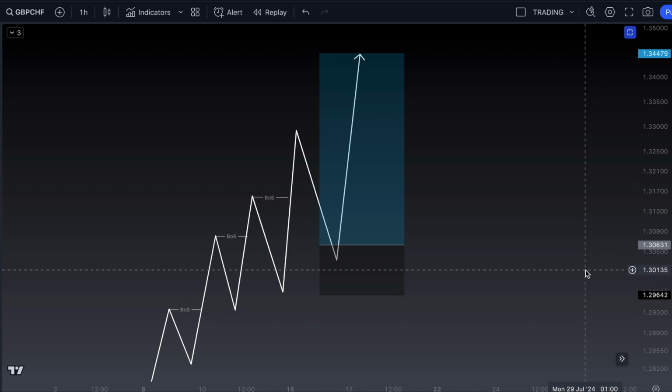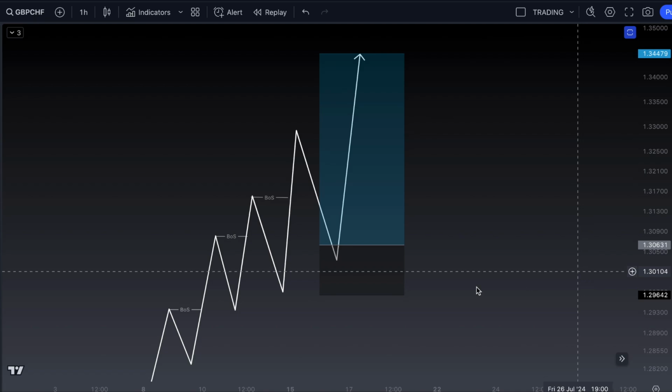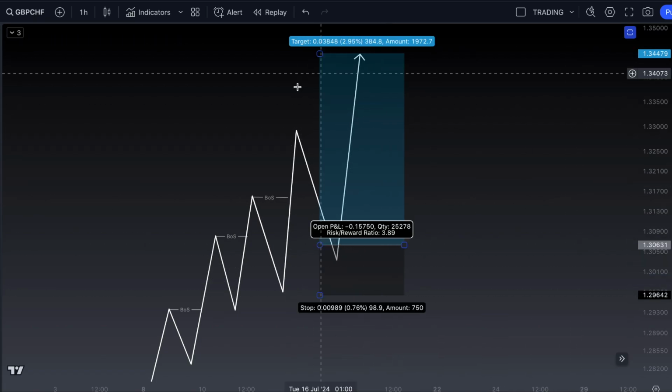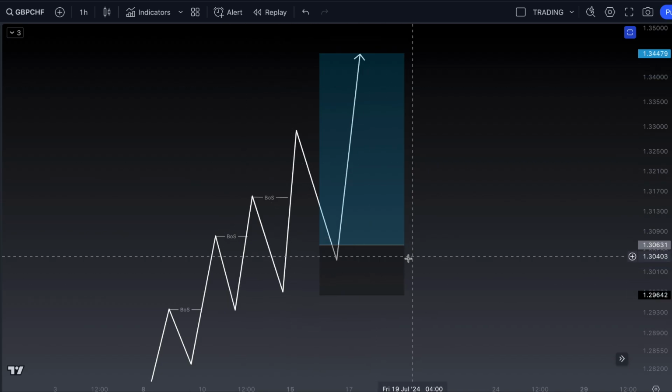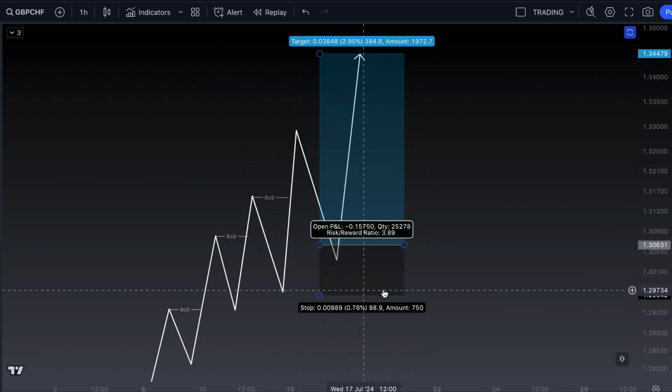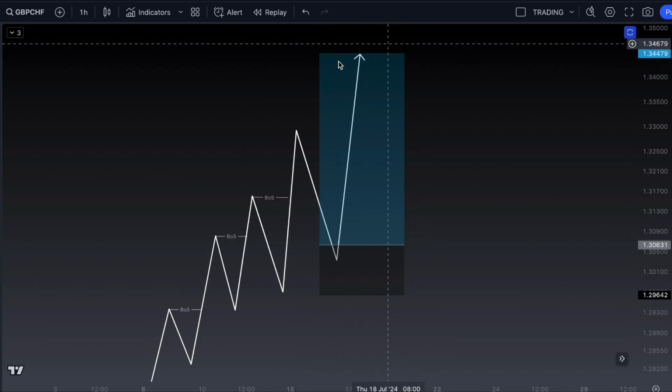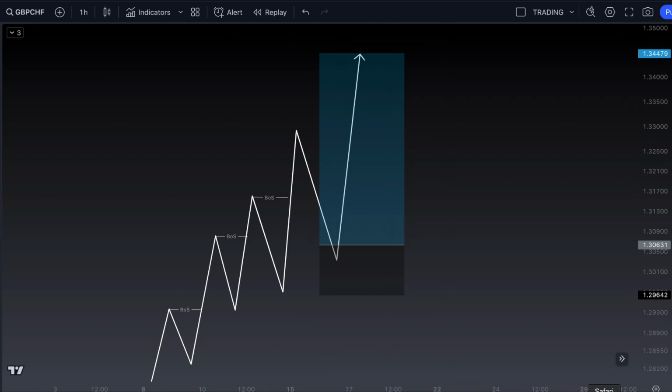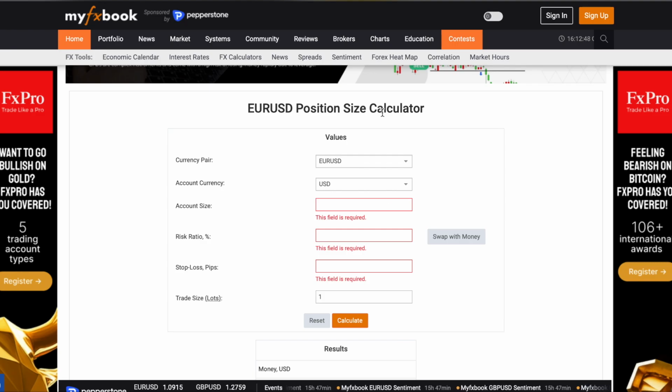So in this video we're going to be talking about risk management, and we're going to visualize what a trade looks like in regards to an entry point, a stop loss and a take profit. And we're going to show you how to use a position size calculator to manage your risk based on the account size you have and the risk percentage you are willing to place on each trade.